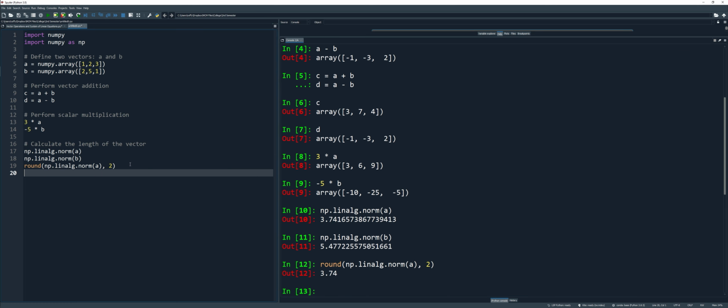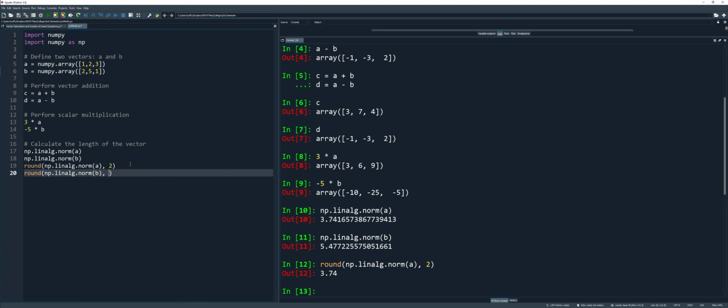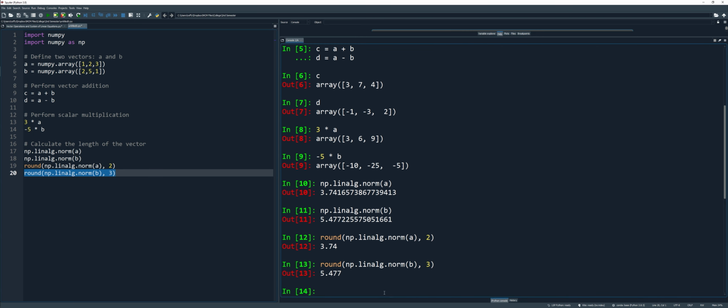You can also do that for B. And we want to round it off to the nearest thousandths, so 3. So we highlight the code and run the code. And that's 5.477.